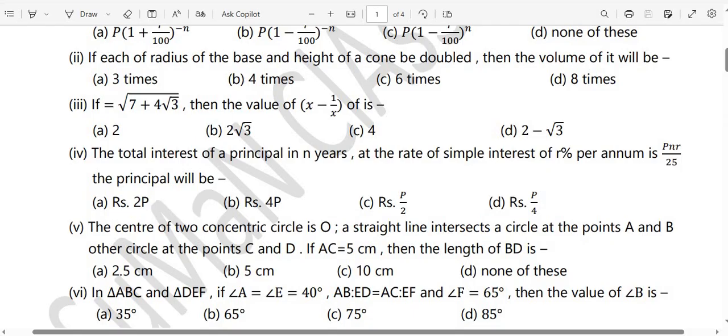Question number 4. The total interest of a principal P in n years at the rate of simple interest of R% per annum is PNR by 25. The principal will be. Option A, rupees 2P. Option B, rupees 4P. Option C, rupees P by 2. Option D, rupees P by 4.